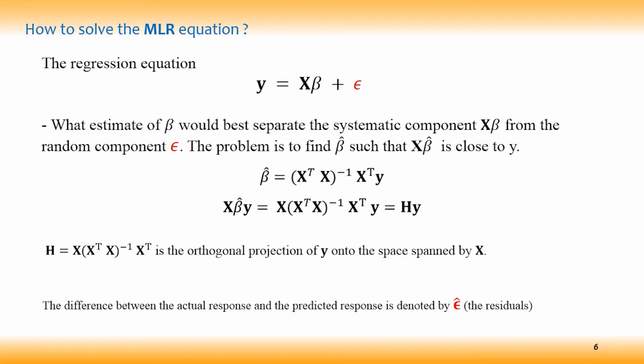How do we usually solve this equation? This equation is usually solved by estimating the beta values, and the best estimation of the beta values would separate these terms from the random component, which are the errors, the residuals. The problem is to find the beta values such that the matrix of descriptors times the beta values is close to the experimental activities. Here the hat matrix is calculated by this equation, and the difference between the actual response and the predicted response is denoted by the residuals.